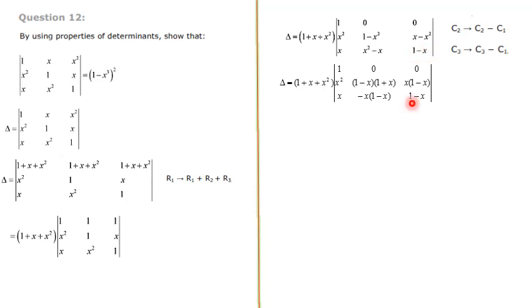Then here again 1 minus x, no change. Now when you look at the second column, 1 minus x is common. 1 minus x here, 1 minus x here. And in the third column also there is 1 minus x common. So let us take out that one. That is 1 plus x square into, from the second column 1 minus x is out, and from the third column also 1 minus x is out.